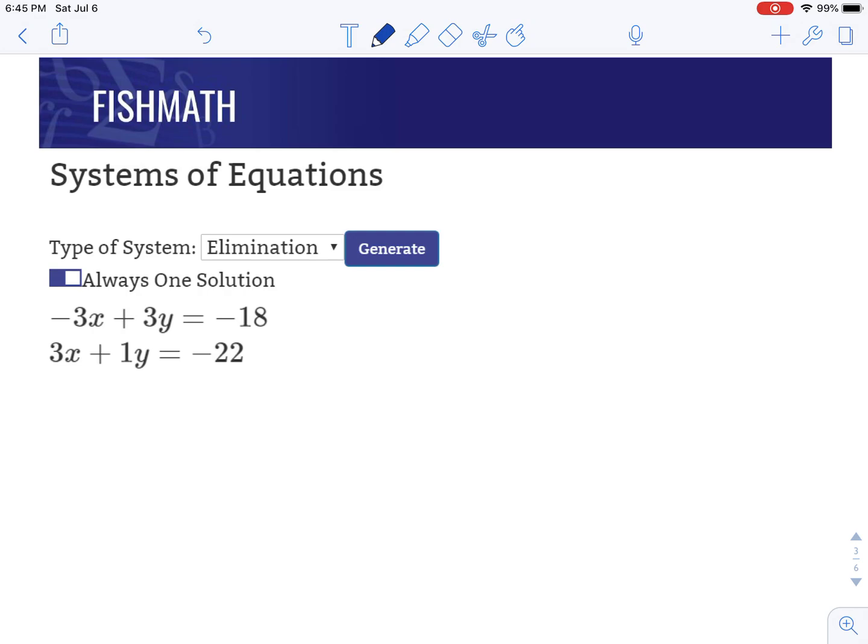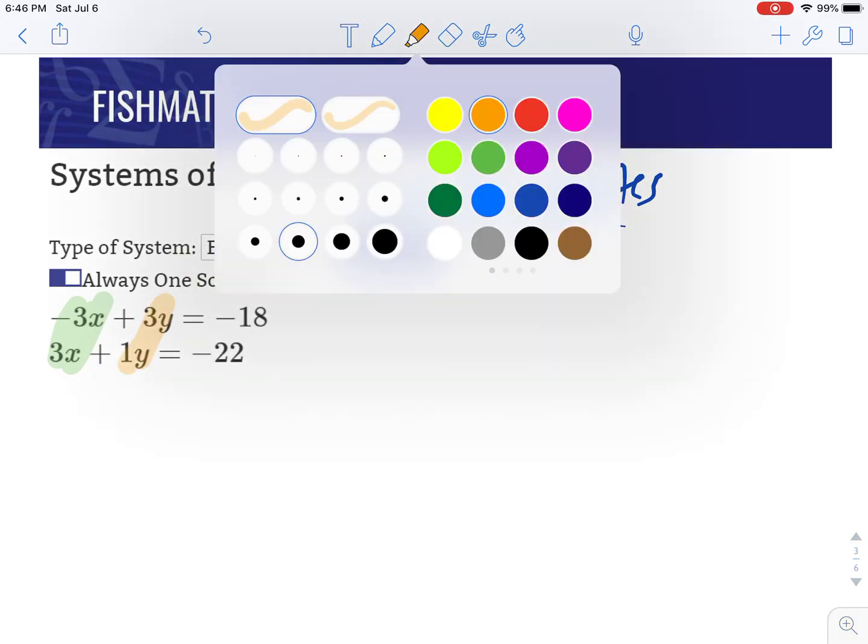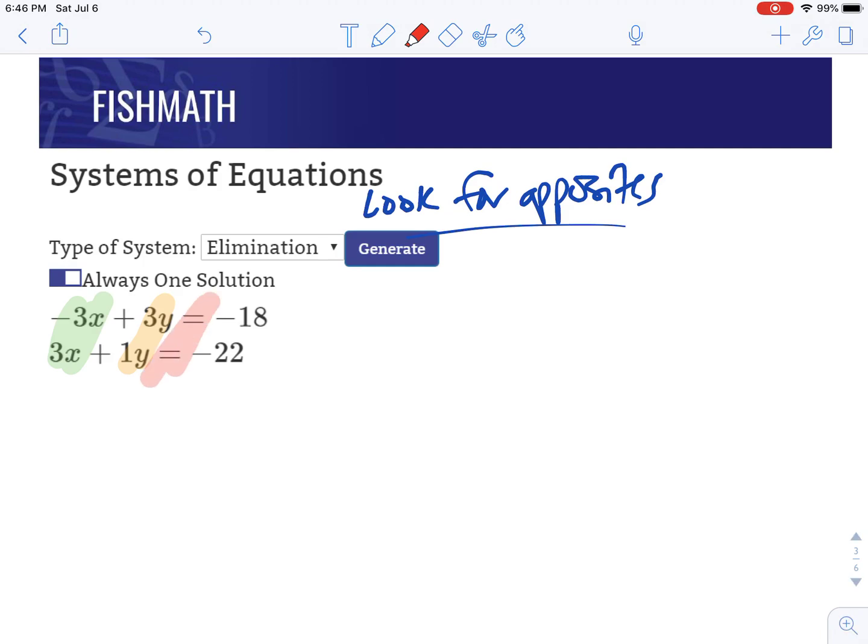What we have to always look for when we're trying to do elimination is look for opposites. If we have opposites, they're going to be eliminated very easily, and that's key to make things go quickly with the elimination process. So what we want to do here is look to see, first off, is everything lined up? Do we have the x's above each other? Do we have the y's above each other? And do we have the equal sign above each other? And then do we have the constants lined up as well?